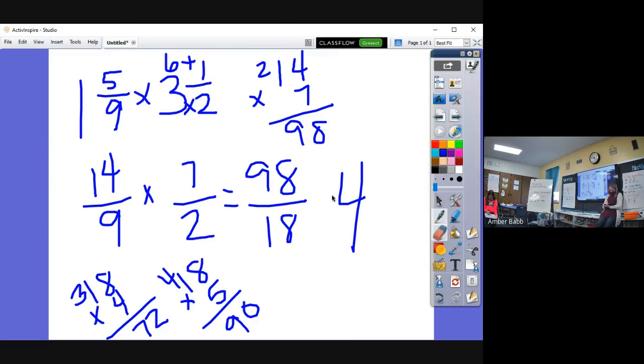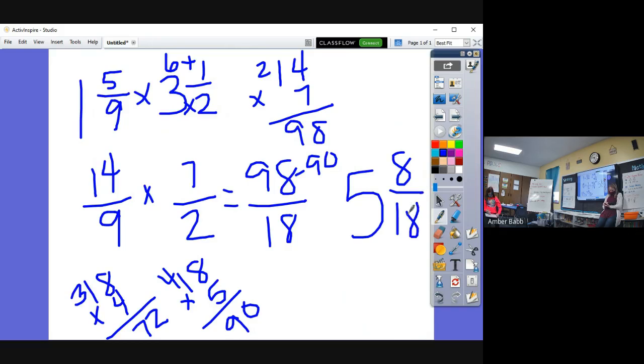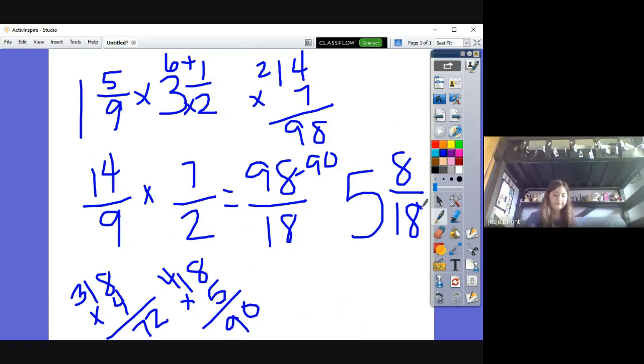Okay, so I actually need a 5 as my whole number. 18 times 5 is 90. 98 minus 90 is going to give me 8/18. You can reduce. How do you know I can reduce that? Because 18 and 8 are both even numbers.